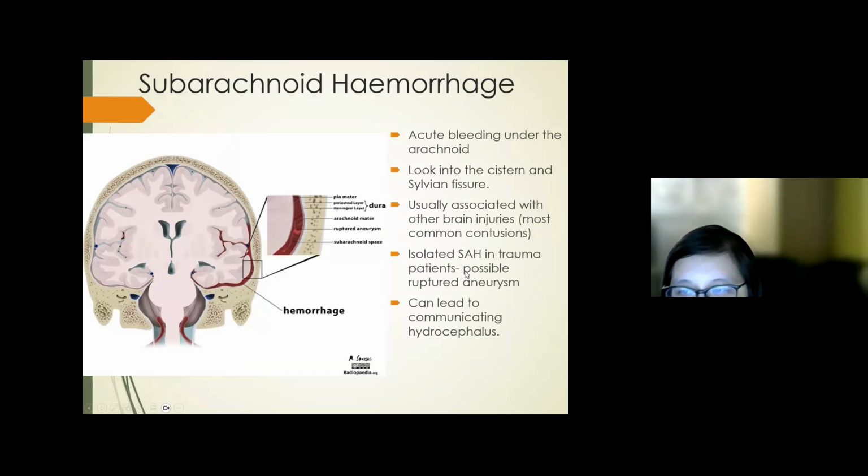So if the patient has an isolated subarachnoid hemorrhage in a trauma patient, then we might want to think about other possible causes of subarachnoid hemorrhage, such as a ruptured aneurysm or a ruptured AVM. And subarachnoid hemorrhage, of course, can lead to communicating hydrocephalus.